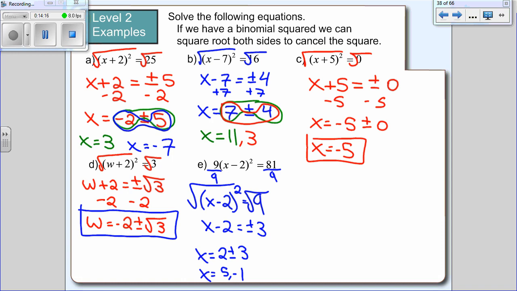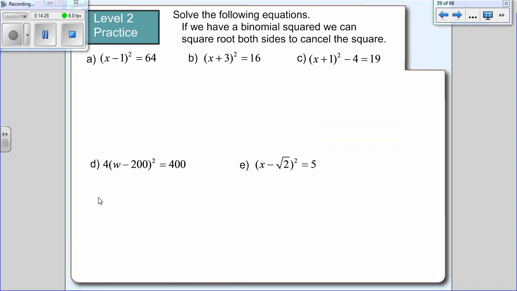Any questions on that? Cool. There's some practice here for you. We're not going to do the practice right now. We're going to try to do level 3 here, at least explain it, and then you can come back and do this. The answers that you're going to get are right on the board.